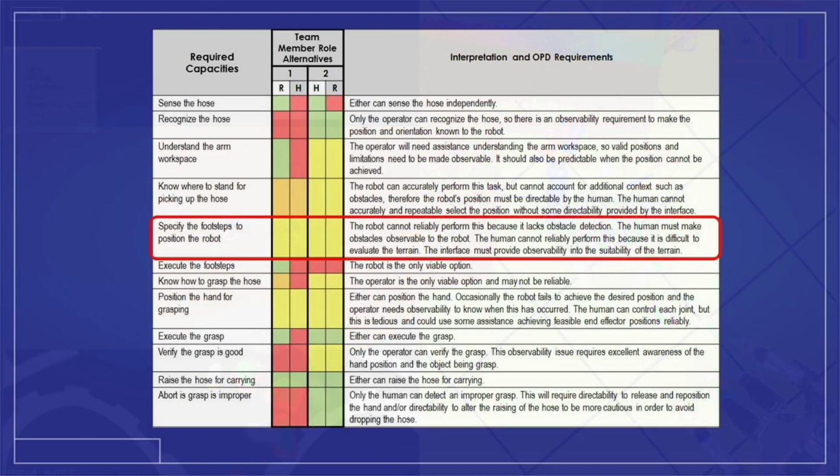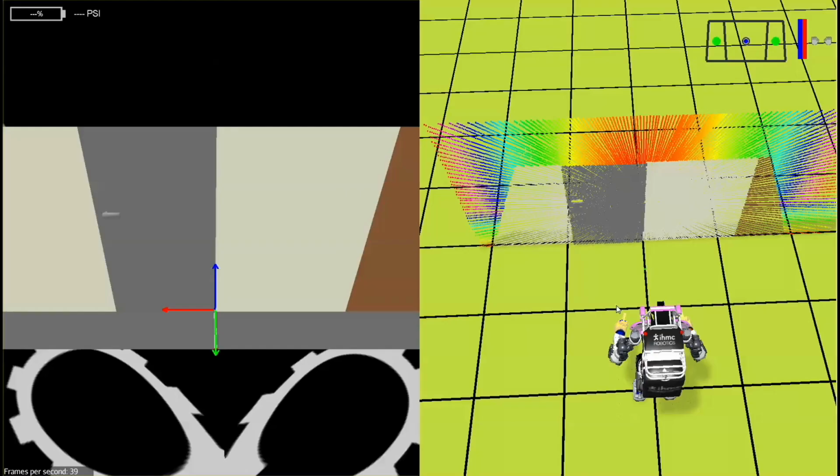The last example is specifying footsteps. The robot cannot accurately assess the nuances of terrain features. The human, on the other hand, can assess those contextual nuances, but struggles with depth perception when operating remotely. Again, each has different weaknesses, neither is perfect, which again means they can benefit from working together.